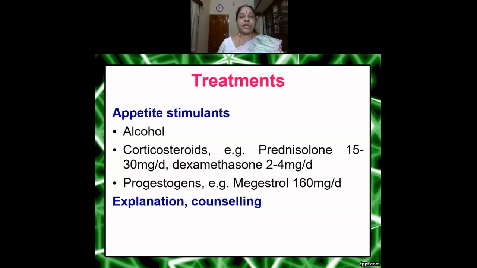Appetite stimulants are those that will improve the appetite of the individual, like a small amount of alcohol. Corticosteroids can be given, and progestogens can be given, and the patient has to be explained why they have to consume food to remain healthy and to avoid weight loss, and because they are taking different types of medicines, they have to have adequate nourishment.